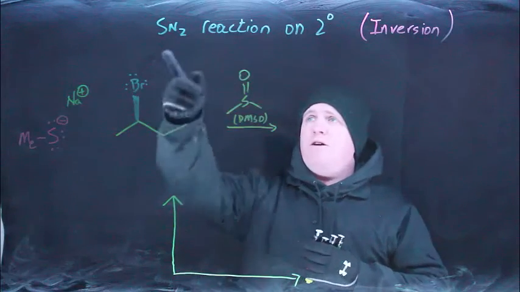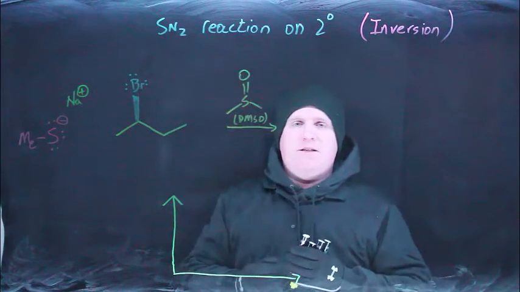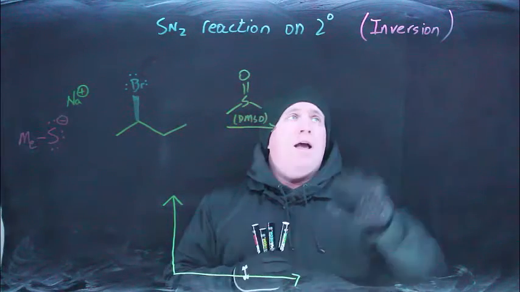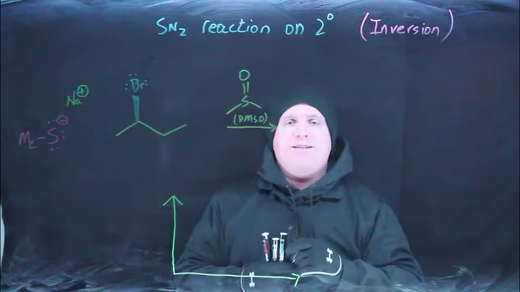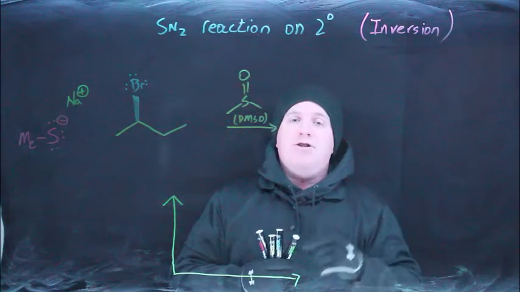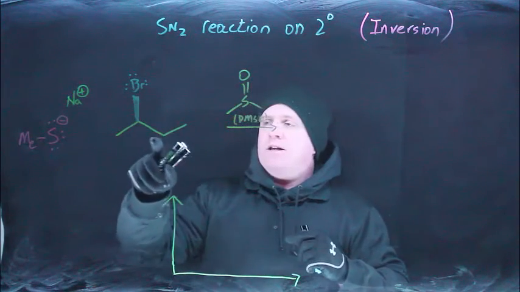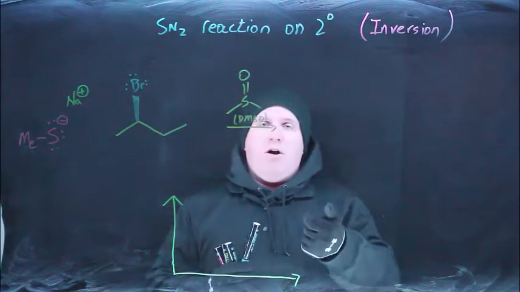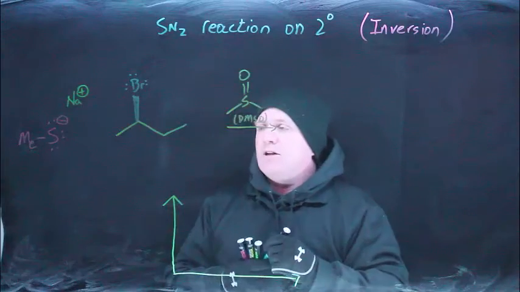In this video, I want to offer another specific example of an SN2 type reaction, but in this case, it's going to be on a secondary substrate. And what that allows me to illustrate is the fact that SN2 reactions proceed by inversion of stereochemistry. So what we have here is 2-bromobutane, and in particular, this is the R stereoisomer of this particular molecule.